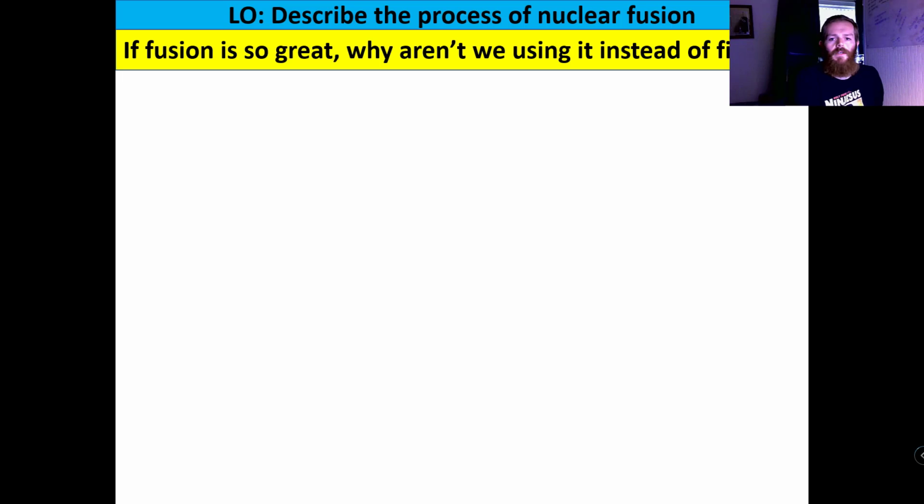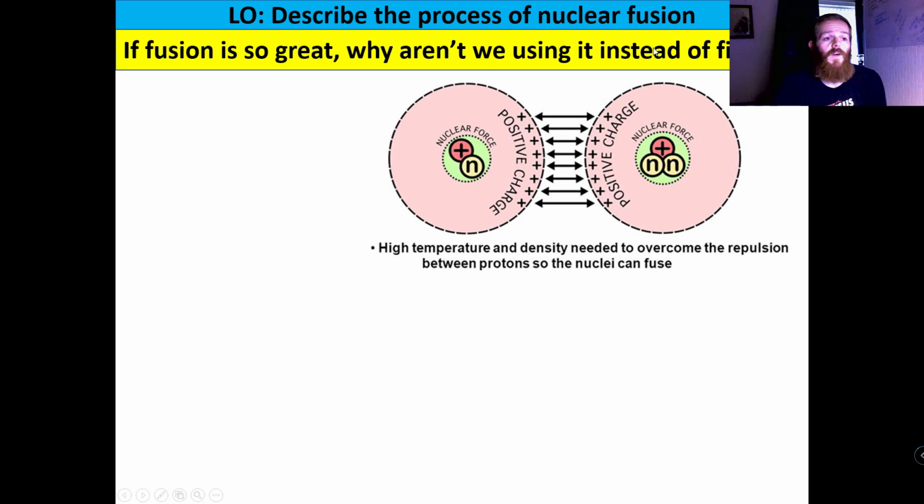Why aren't we using it instead of fission then? Because it's basically full of benefits and has very, very few drawbacks. Well, I'll tell you the reason, okay? If you have a look at this, you can see these are two isotopes of hydrogen here. If I was to try and push them together, look at the charges on them. Look at the charges in those nuclei. One's got a positive charge, the other's got a positive charge.